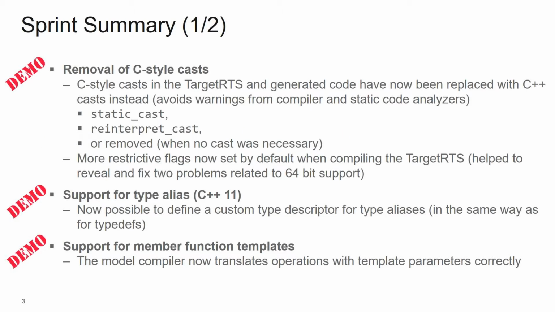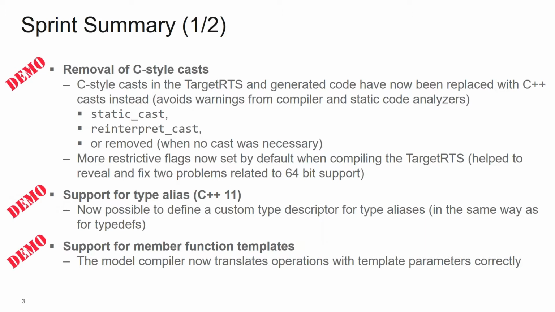So in this sprint, we have worked on removing C-style casts. This applies both to the target RTS and to the generated code, where C-style casts now have been replaced with C++ casts. The reason we have done that is to avoid warnings from compilers and also when you're using static code analyzers.